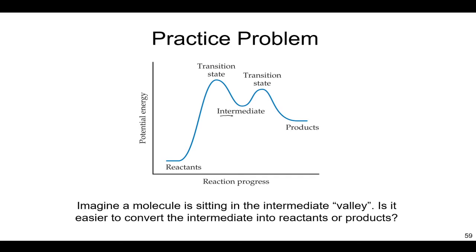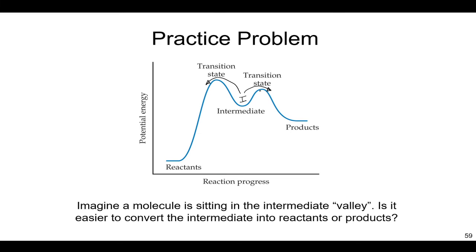Okay, so an intermediate, and we'll talk about this more in future lectures, is something that's formed in the first part of the reaction that is then consumed later. It doesn't appear in the overall reaction, but it does take place in the reaction. Okay, so let's think about this question now. Imagine a molecule is sitting in the intermediate valley, so our reaction has proceeded and it's gotten to here. Okay, but microscopic reversibility says I can actually go back towards reactants, or I can go forwards to product, right? Which is going to be easier, to convert the intermediate into reactants or to convert it into products?